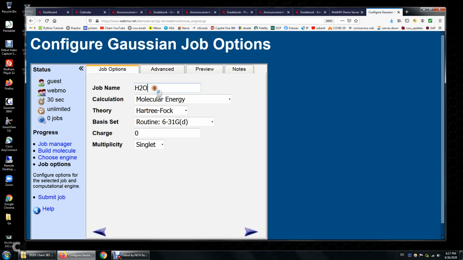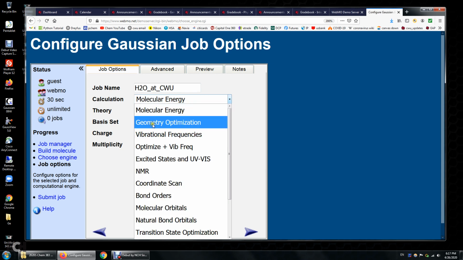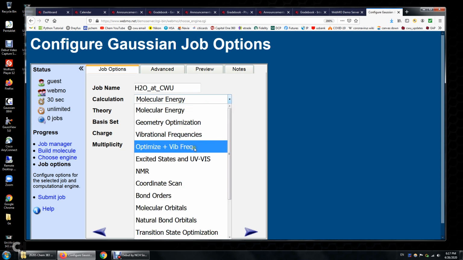Job name, H2O, how about H2O at CWU? We'll do the geometry optimization plus vibrational frequency. And this calculation will also tell us the internal energy, enthalpy, and Gibbs energy at the room temperature under 1 atm pressure.